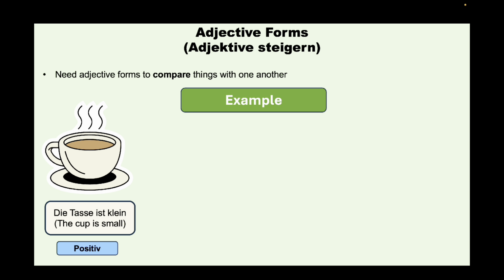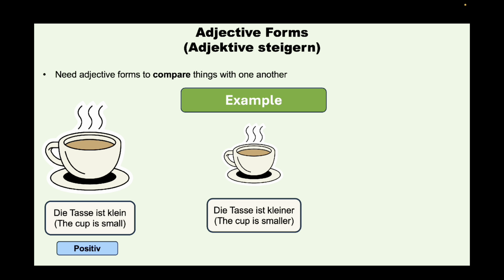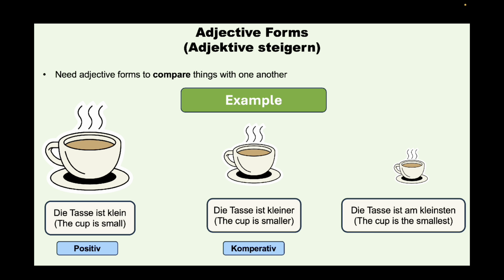This is similar to the adjective forms that we saw before. Here's another cup which is smaller than the first one. So we say, Die Tasse ist kleiner. The cup is smaller. And this is the comparative form. Now we have a third cup over here, which is the smallest among the three. So we can say, Die Tasse ist am kleinsten. The cup is the smallest, and this is the superlative form. Don't worry, I will explain them in more detail as we follow along in this video.